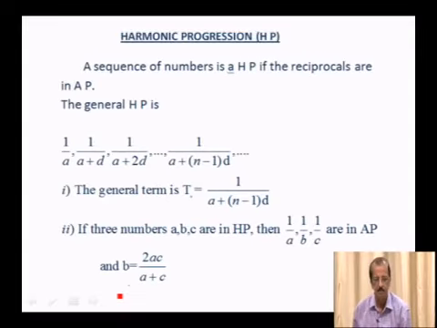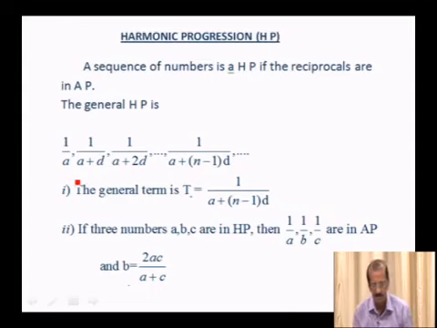Harmonic progression. A sequence of numbers is an HP if the reciprocals are in AP. The general HP is 1 over A, 1 over A plus D, 1 over A plus 2D, up to 1 over A plus (n minus 1) into D. Here you find that A, A plus D, A plus 2D, up to A plus (n minus 1) into D are in AP. The general term is Tn equal to 1 over A plus (n minus 1) into D.